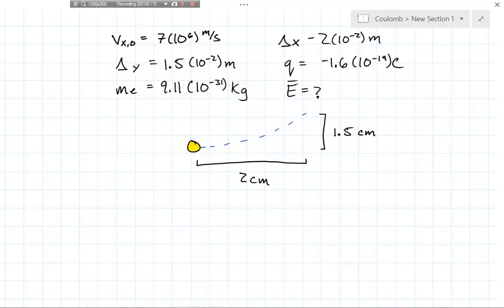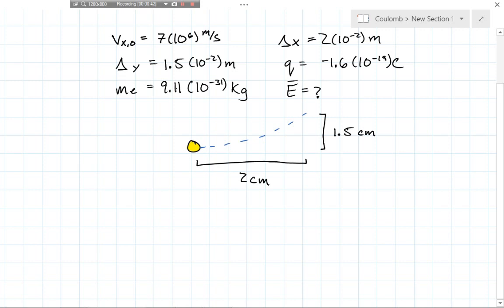So as usual, I've written down the information that was given to us. So we were told that the electron was moving at a speed of 7 times 10 to the 6 meters per second in the x direction, and that the electron is displaced by 1.5 centimeters in the y direction after traveling 2 centimeters in the x direction. And because this particle is an electron, we know that it has a charge of minus 1.6 times 10 to the minus 19 coulombs and a mass of 9.11 times 10 to the minus 31 kilograms.